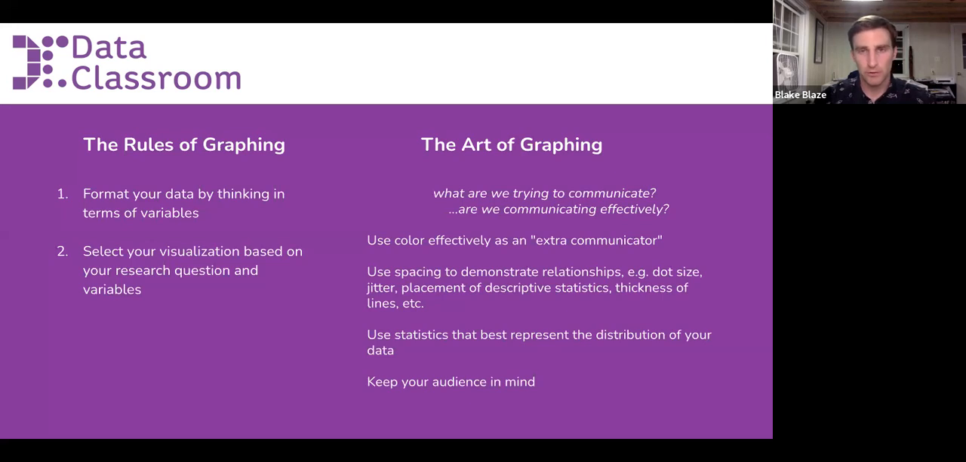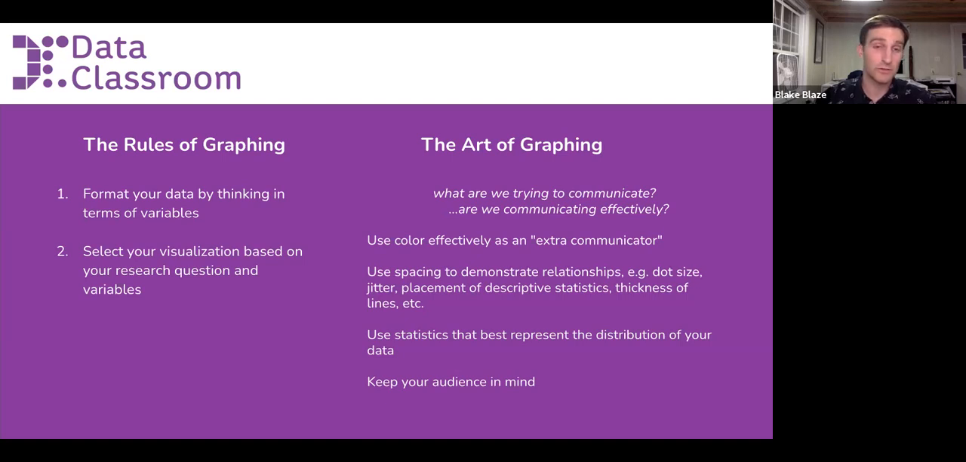Now, when it comes to graphing, I think a useful heuristic is to think of the rules of graphing and the art of graphing. The rules of graphing are straightforward. It's a yes/no checklist. You can be either correct or incorrect. First, you need to format your data by thinking in terms of variables. That's why tidy data is important.